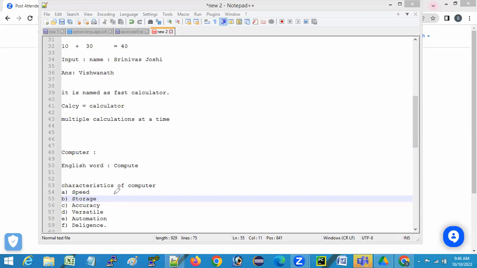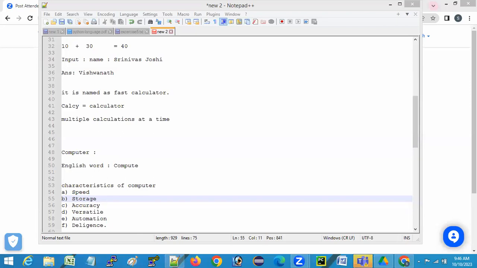The third one, what is the third? Accuracy. What do you mean by accuracy? See, when the word accuracy comes, normally human beings are not so accurate. Why? Because normally human beings are made for mistakes. Whereas your computer never makes mistakes. That's why we say the third characteristic of a computer is accuracy.